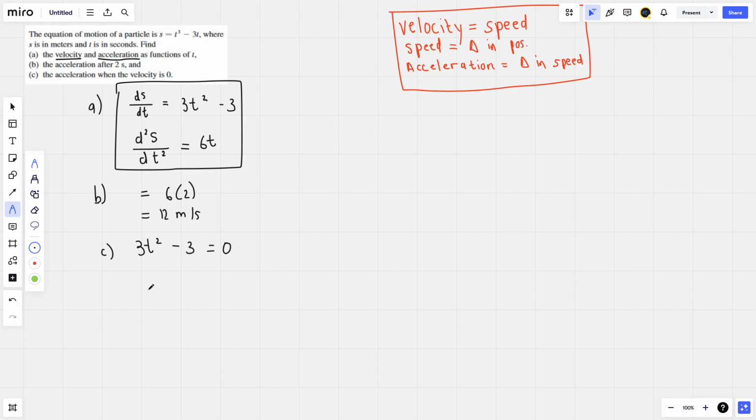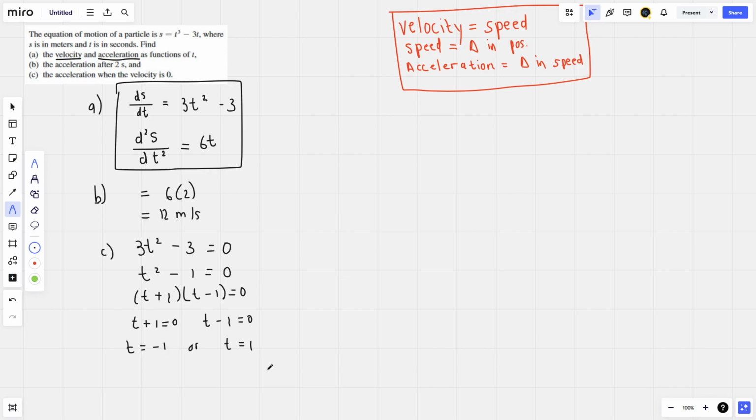Okay, so I can just take out a 3. It wouldn't really affect anything because we have a 0 on the other side. So that would be t squared minus 1 is equal to 0. And we can recognize that we have a difference of 2 squares, so we can say t plus 1, t minus 1. Then t plus 1 is 0, t minus 1 is 0, so t is minus 1, or t is 1.